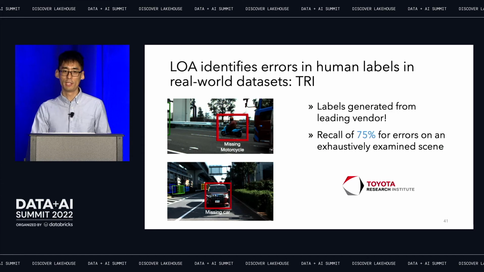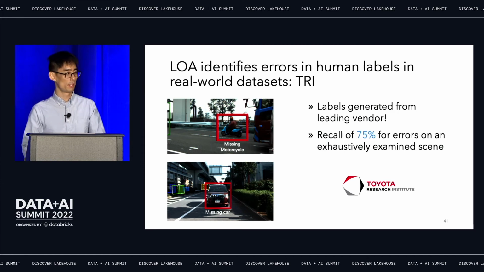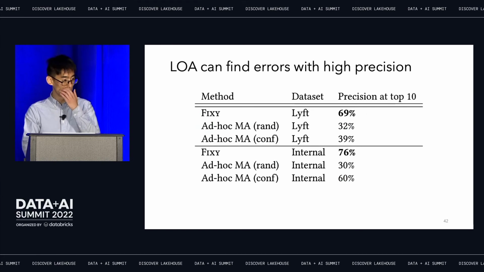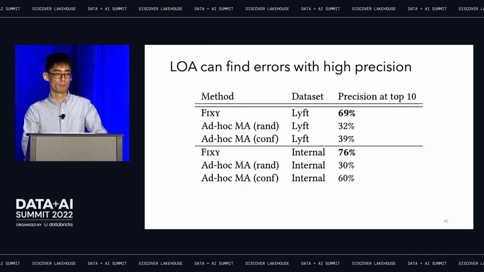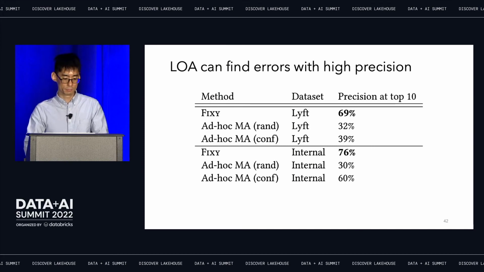And so high recall is great, but if you're going through tons and tons of false positives, it's not super useful. So we also deployed LOA to see if we could find errors with high precision. And so Fixie here is a system that implements LOA. As we can see, deploying LOA can boost the precision for finding errors in these datasets, sometimes by up to 2 times.